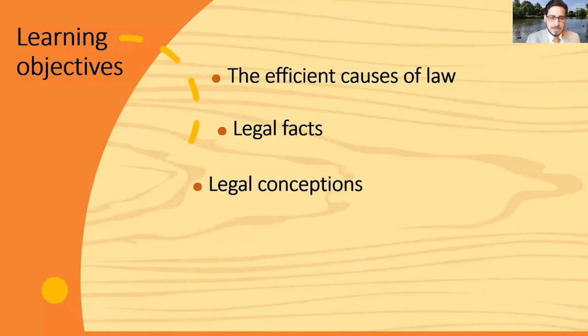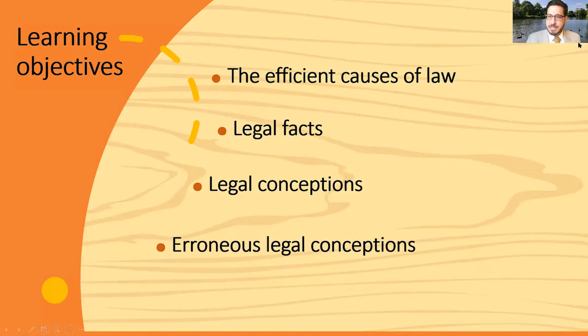Then we will see the main part of the lecture, the legal conceptions, the first rings, the first layers of our knowledge of the law. And finally, the erroneous conception: how can an error, a false conception, a misconception be a source of law, if it is possible? We will analyze both things. So let's begin the first topic, the efficient causes of law.